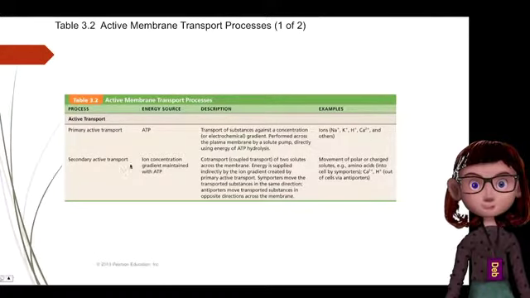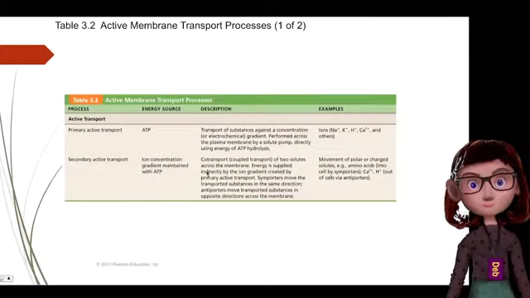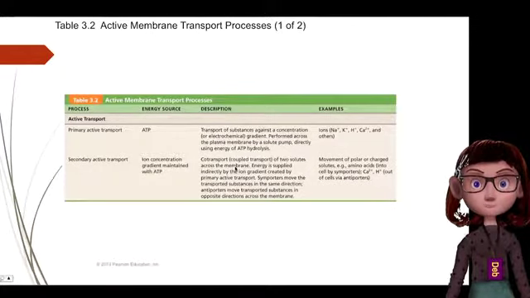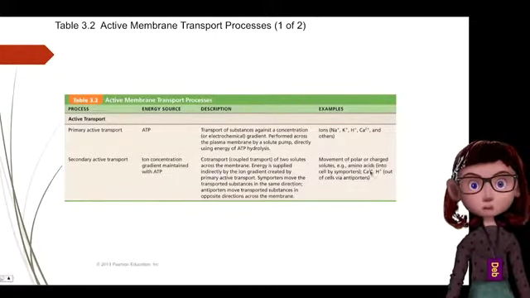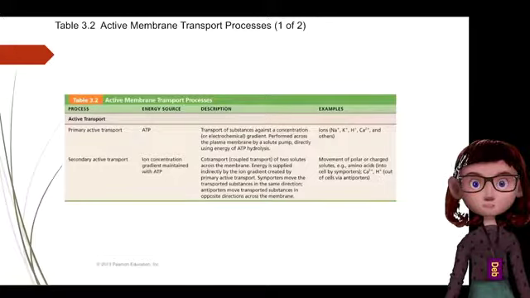Secondary active transport uses the energy of the ion concentration gradient that is going to be maintained with ATP. Co-transport is the coupled transport of two solutes across the membrane. The examples would be the movement of polar or charged solutes such as amino acids, calcium, and hydrogen ion.